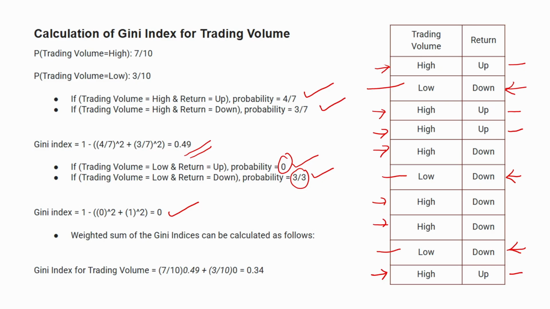There are no more entries. We have only two options, that is high and low. So both the Gini indices you have found. Now you have to find the overall Gini index. The overall Gini index is the weighted sum of these Gini indices. This probability is known. So 7 by 10 into this Gini index plus 3 by 10 into this one. So 7 by 10 into 0.49 plus 3 by 10 into 0, you got it as 0.34. So the Gini index for trading volume is also done.